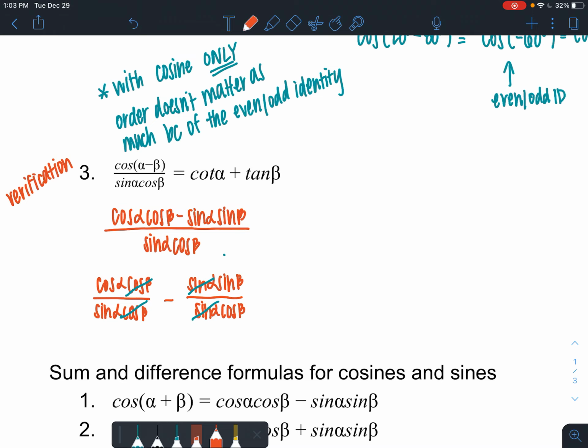And so we end up with cosine alpha over sine alpha minus sine beta over cosine beta, which is cosine over sine, cotangent of alpha. Sine over cosine is tangent of beta. And we are done.